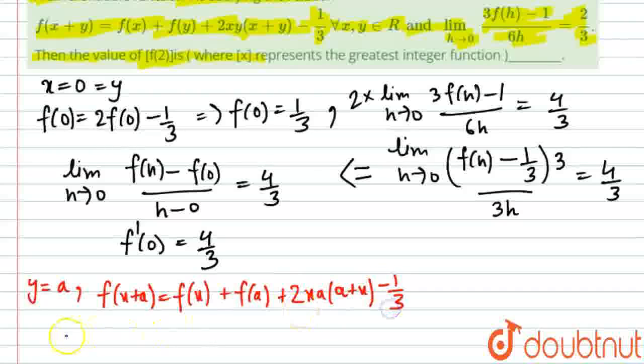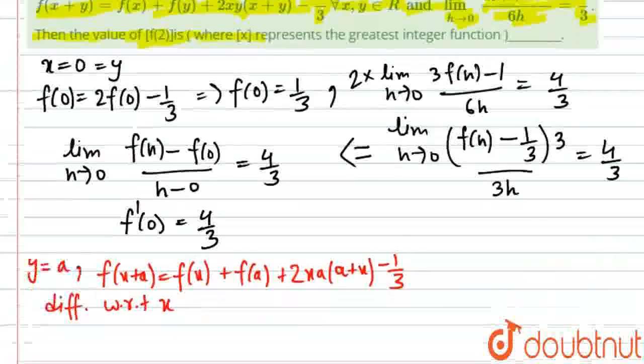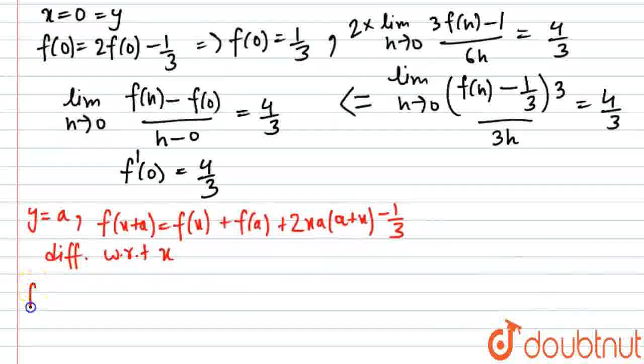Now let's differentiate with respect to x both sides. This would become f dash of (x plus a), because first we would differentiate f with respect to x plus a, then differentiate x plus a with respect to x. That would make it 1. So this times 1 is nothing but itself. This becomes f dash x. This is 0. This one is also going to be 0.